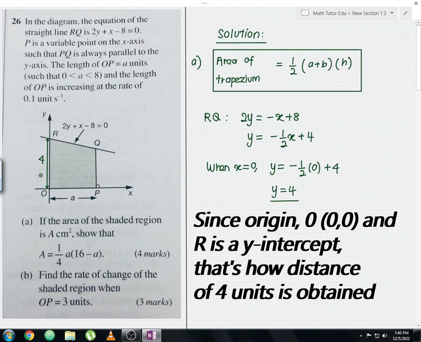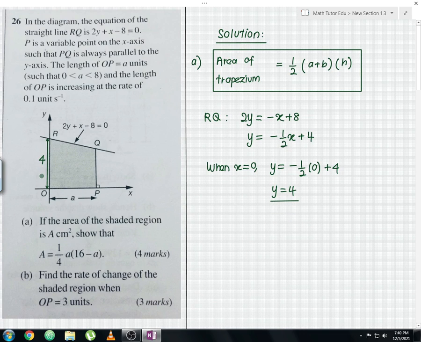Okay, let me write this properly. Alright, so this is actually 4 units. So that is our first length. Once you get this, we need to proceed with the second one, which is the shorter length. So how are you going to find this shorter length?